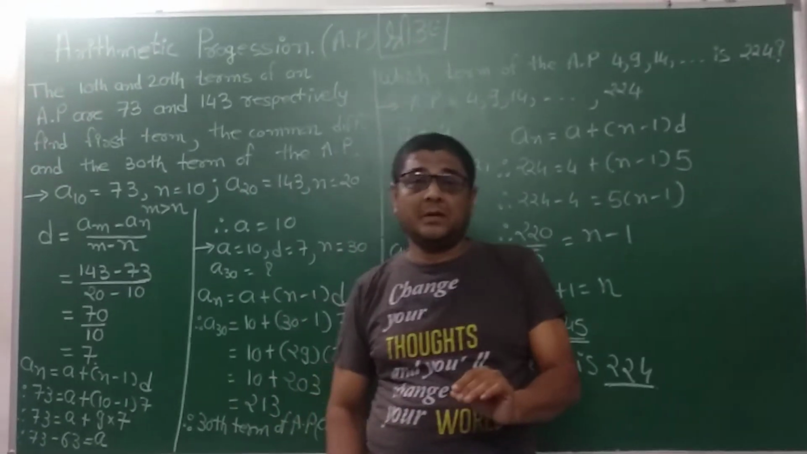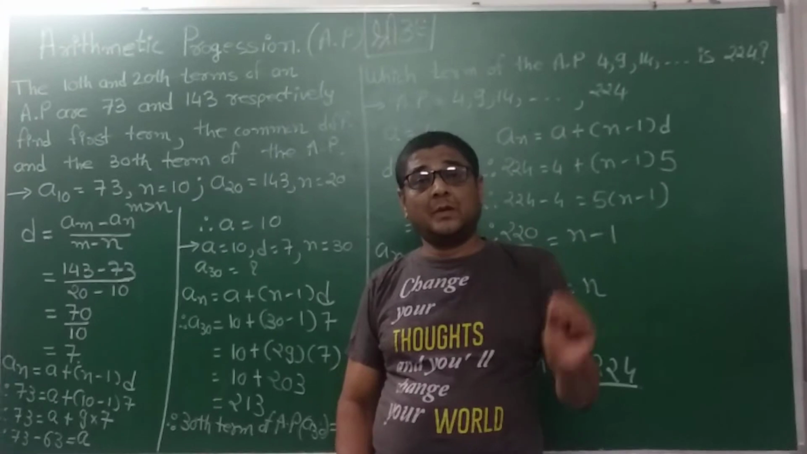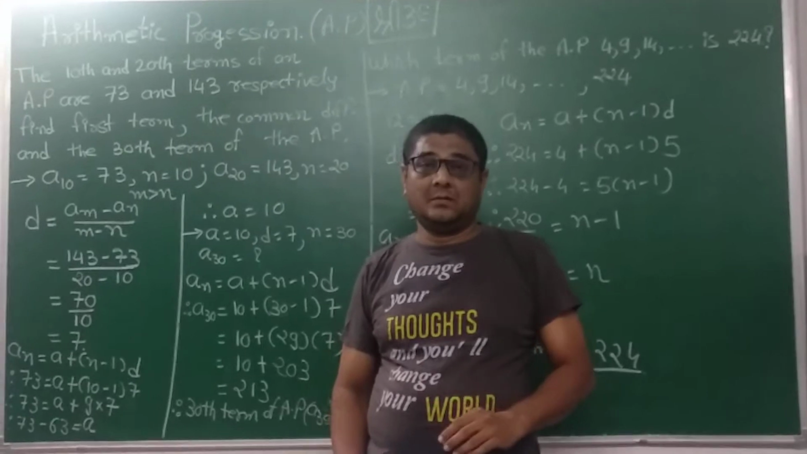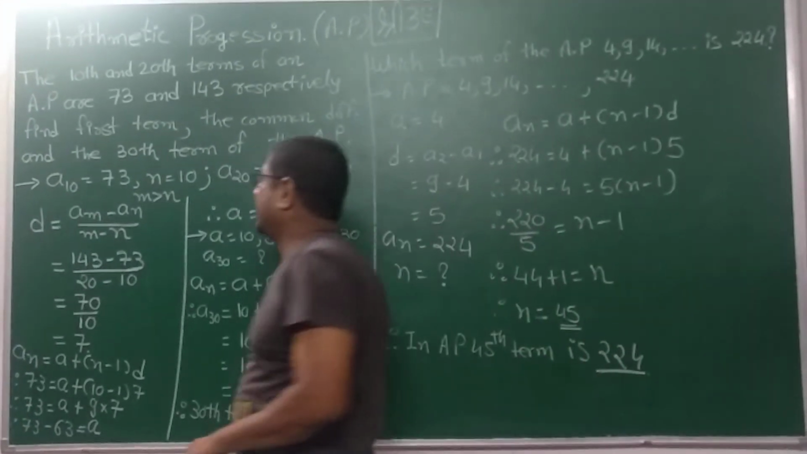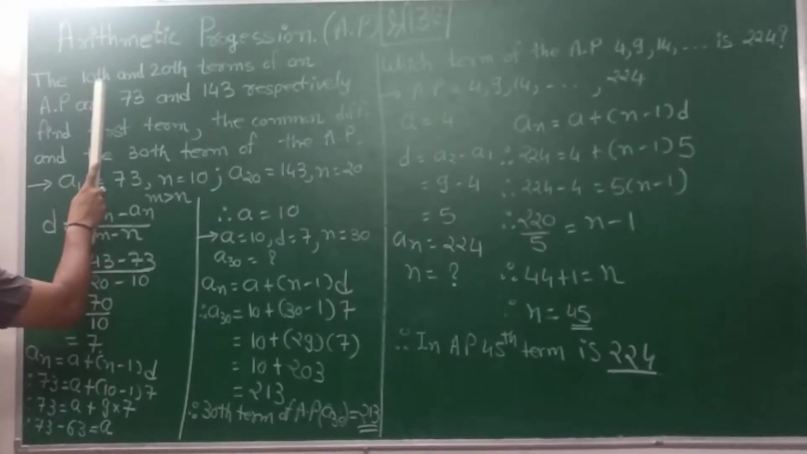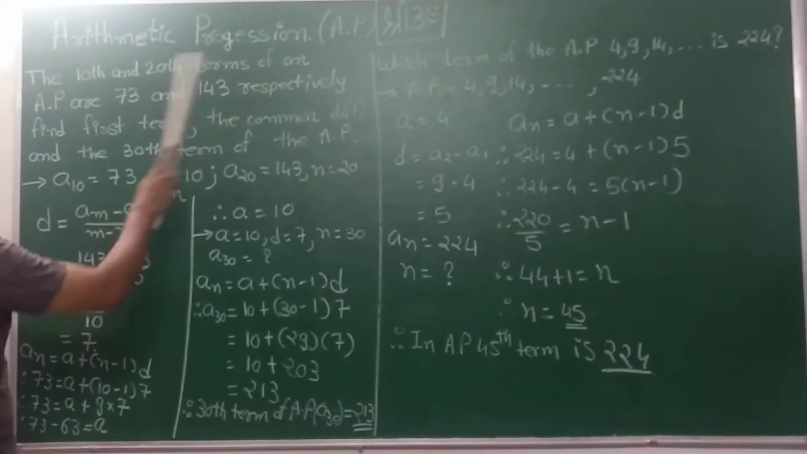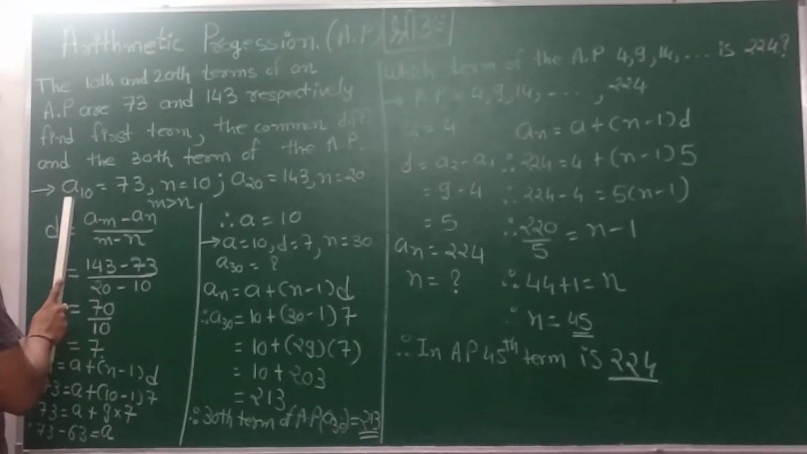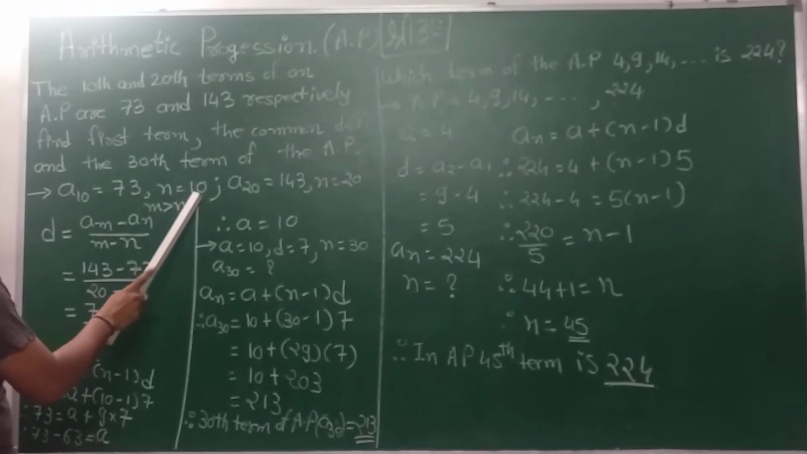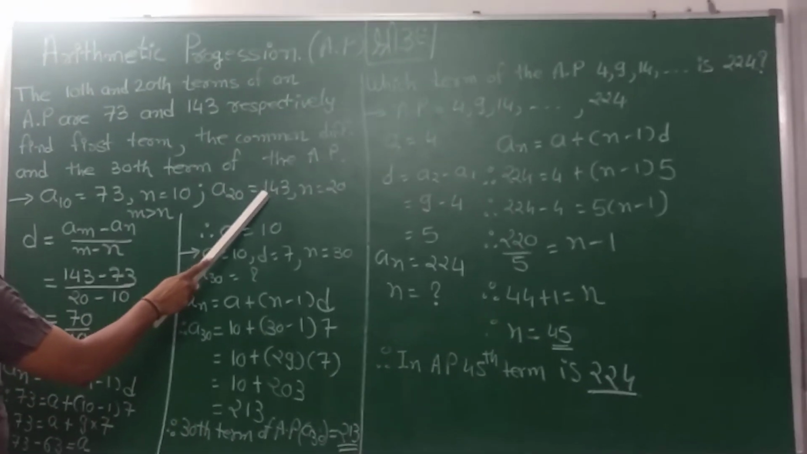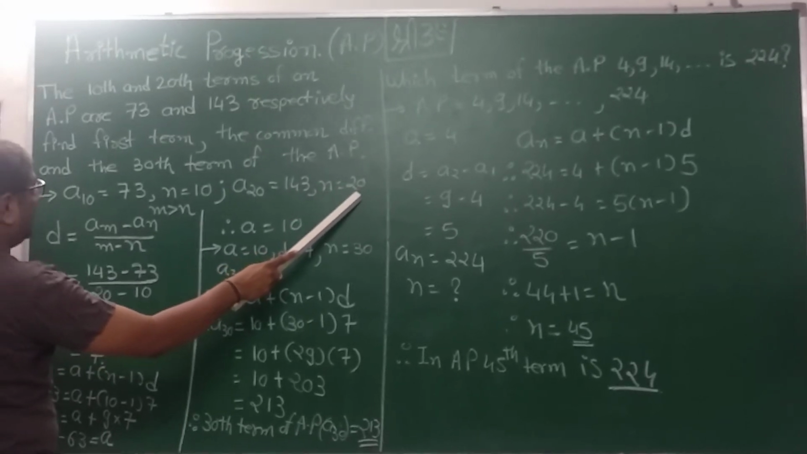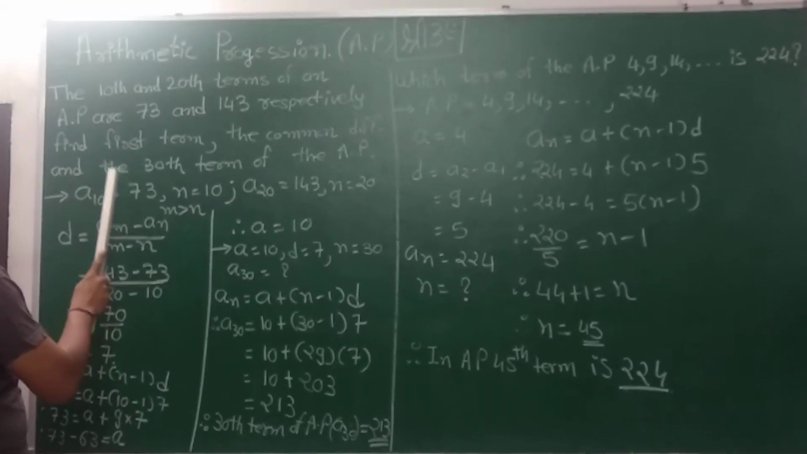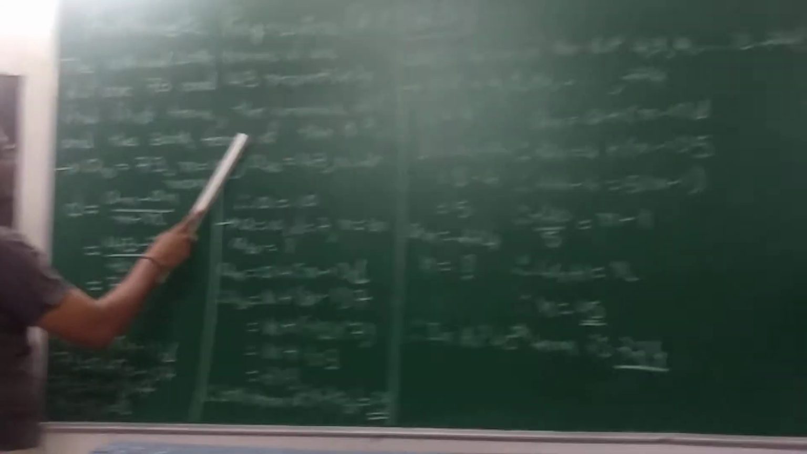When in one AP, two terms and with respect to that two numbers are given, so another method we are going to find out. The statement is like this way: the 10th term and 20th term of an AP are 73 and 143. Means 10th term is 73, therefore n is equal to 10, and 20th term is 143, means n is equal to 20. So find out the first term, the common difference, and the 30th term of the AP.